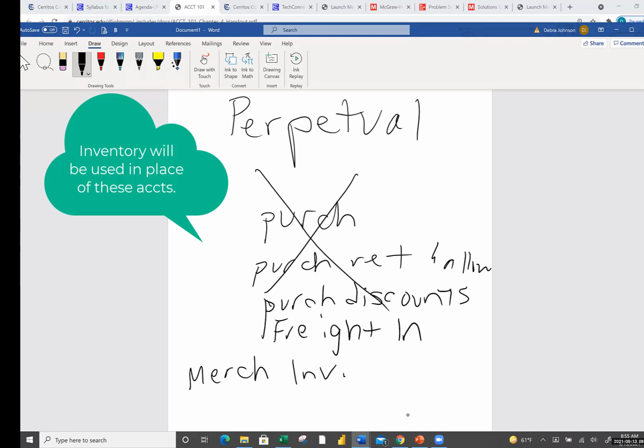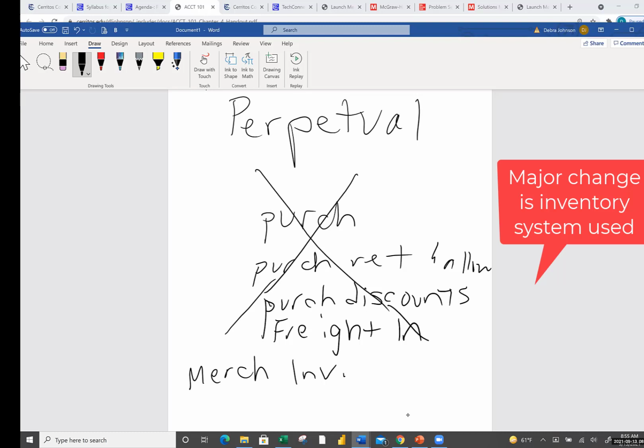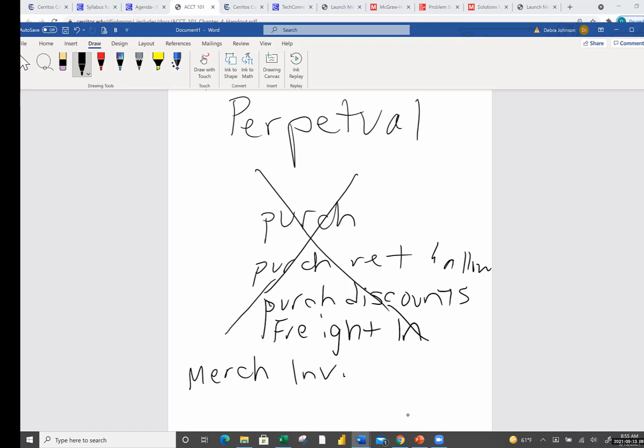So all those things that we just crossed out here are now going to be making that inventory account either go up or go down. That's the major difference between a perpetual system, which we're using in this class, and a periodic system, which is what you used in Accounting 100 class. So let me stop, see if you guys have any questions.